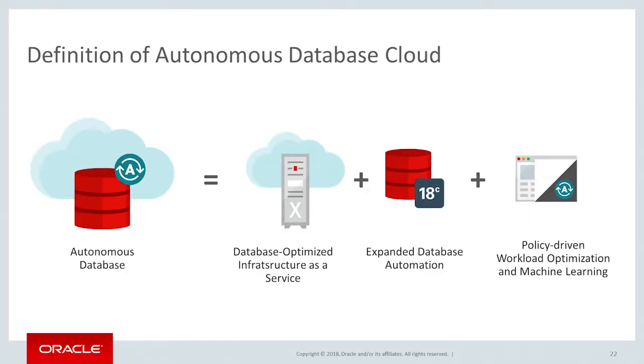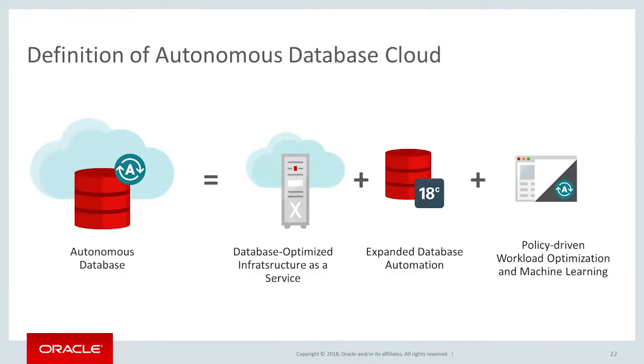Absolutely. So I mentioned at the start there that Oracle Database 18c is sometimes called the autonomous database. And to all intents and purposes, it is, after all, the database that underpins Oracle's current autonomous database cloud services. But it's probably worth just explaining in a bit more detail what comprises the autonomous database cloud.